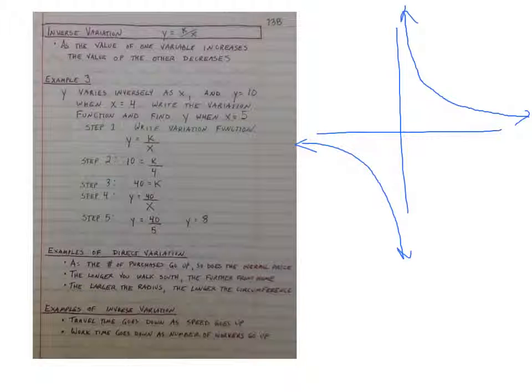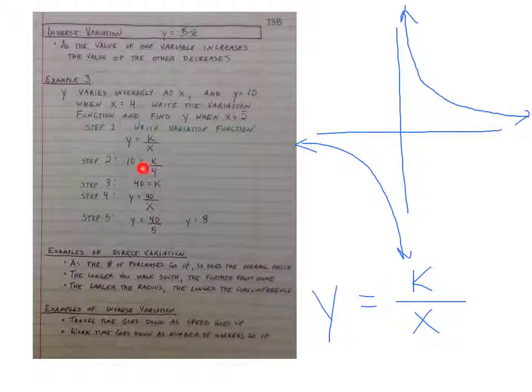So in the inverse variation, it says y varies inversely as x. Since our inverse variation function says y equals k divided by x, we can say y varies inversely with x. So our process is the same. We can plug in our initial values. y is equal to 10 when x is 4, so we can plug in 10 for y and 4 for x. And that allows us to solve for our variation coefficient, k.